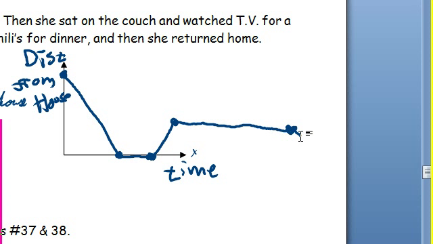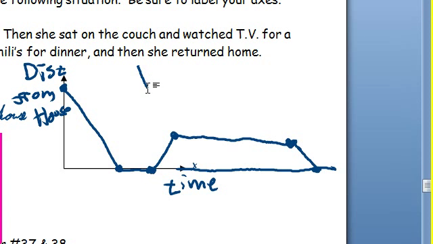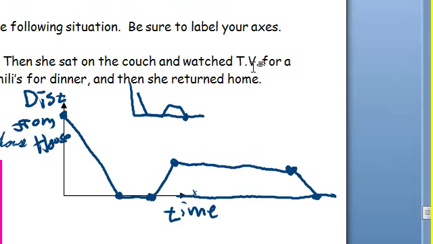Alright, then she decided to go home. And there she is. She's back at home. We'll extend that axis here. This was just for artistic effort. It doesn't have to look like that. She drove home, napped, went to Chili's, ate, went back home. That could be what your graph might look like.